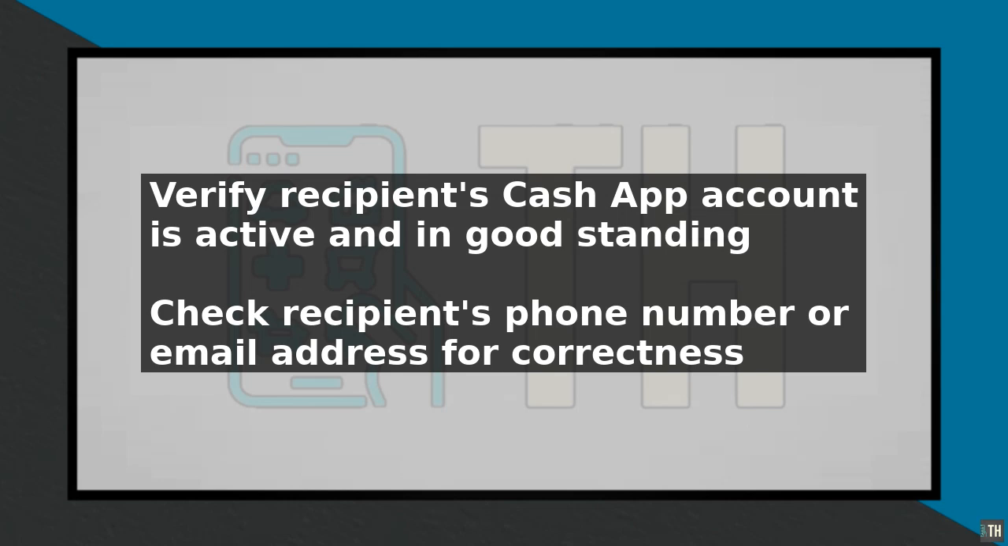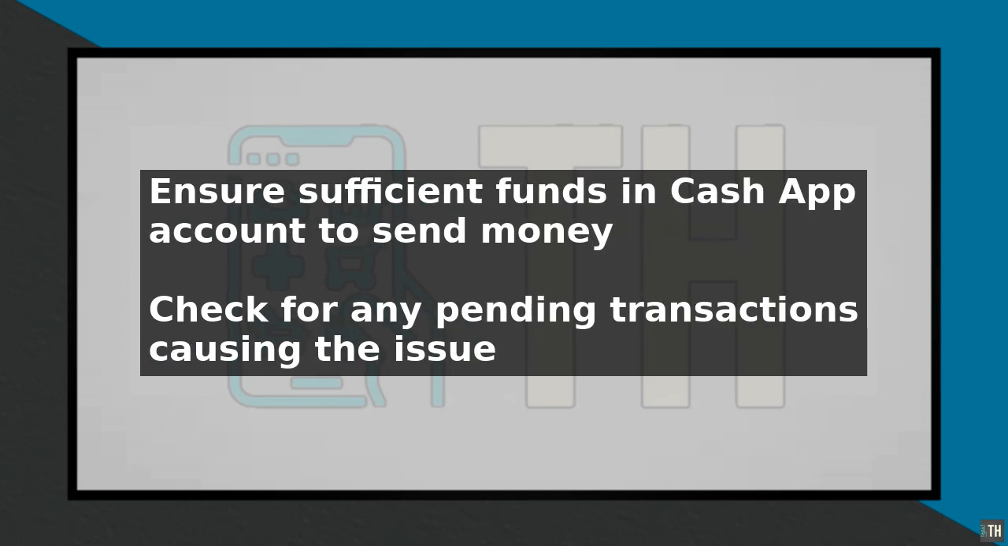Another step is to check the recipient's phone number or email address associated with their Cash App account to ensure it is correct and up to date. If the information is incorrect, update it in the Cash App and try sending or receiving money again.